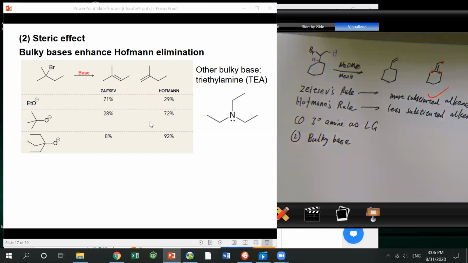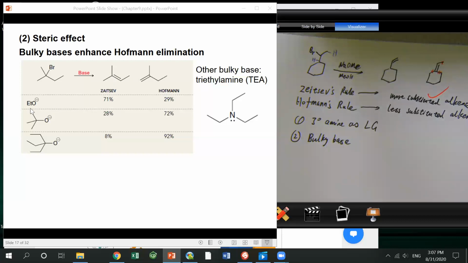In the example shown here, we have this bromide. If we use a small, regular base like ethoxide, we follow the Zaitsev rule. The major product should be the alkene with more substituent groups, but the minor product is the Hofmann elimination product.